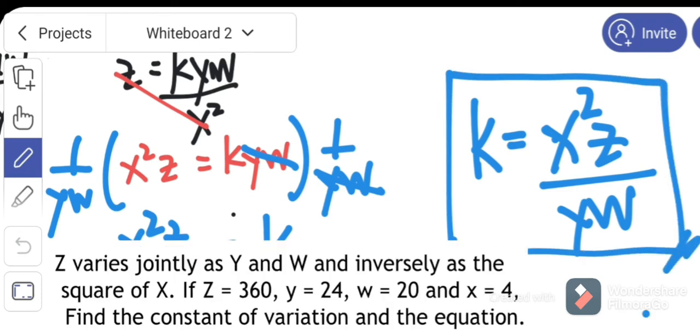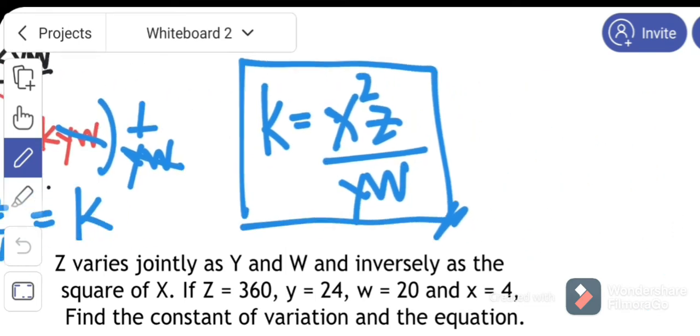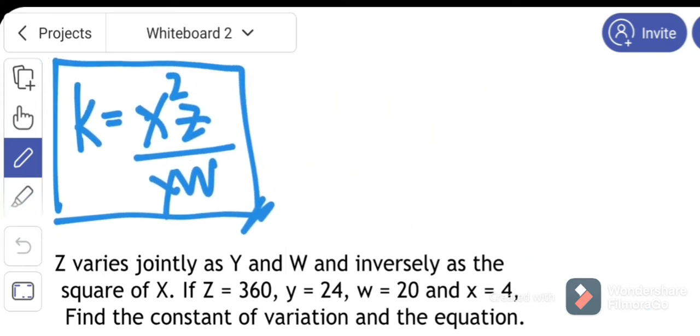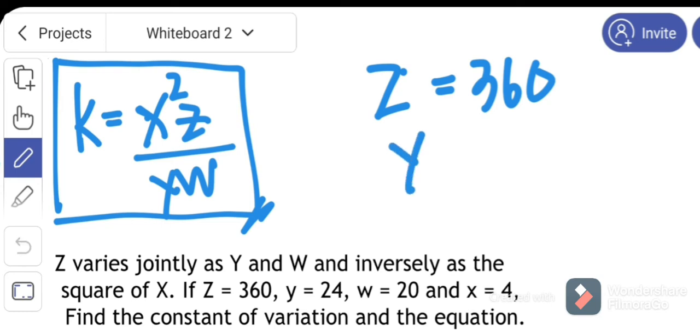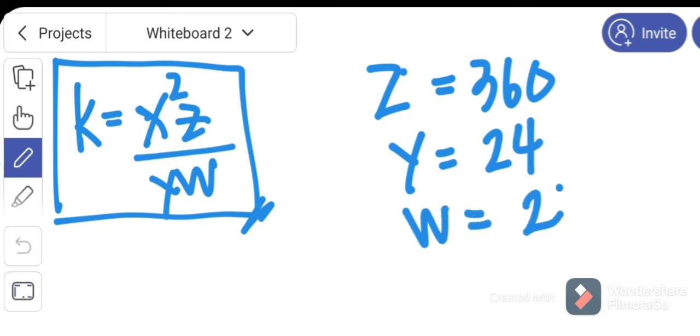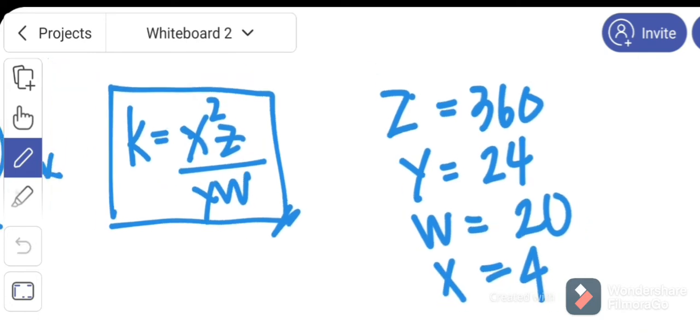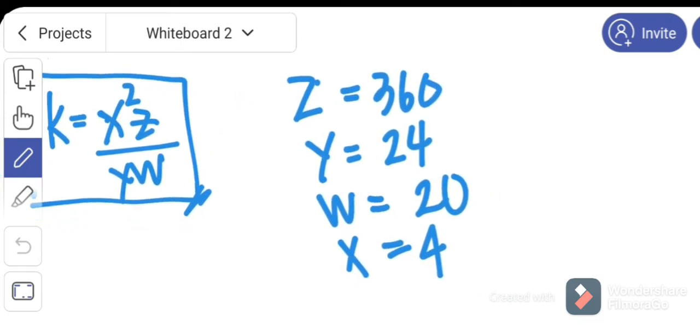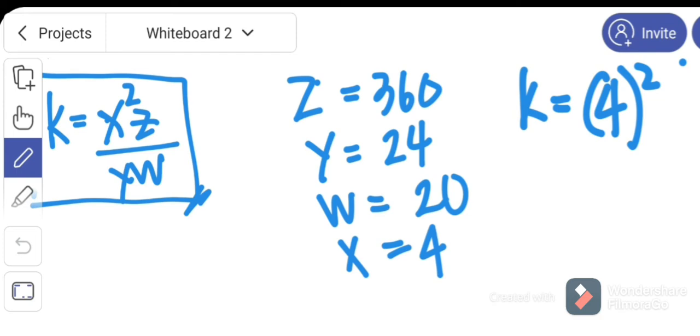After finding that, now we can continue solving for what is asked. Identify the variables. We have z equal to 360, y equal to 24, w equal to 20, and x equal to 4. After identifying all these values, we can substitute to find the value of k. x is 4 squared. Careful with substitution.